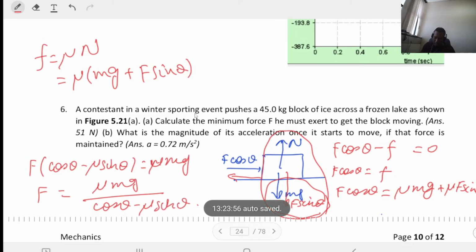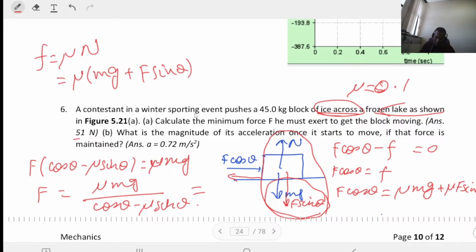Using the knowledge of ice on ice, this is ice, the lake is also ice, mu is supposed to be known. I didn't have it in my head last week. It is 0.1, I read about it. If you put 0.1 in, the answer is 51 Newton. That's all what I said. For my side, I'm done.